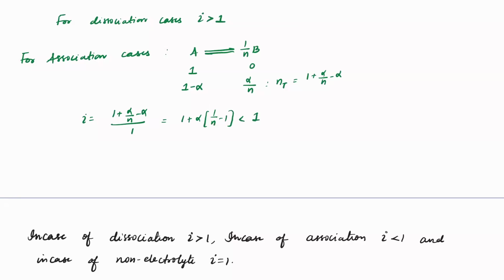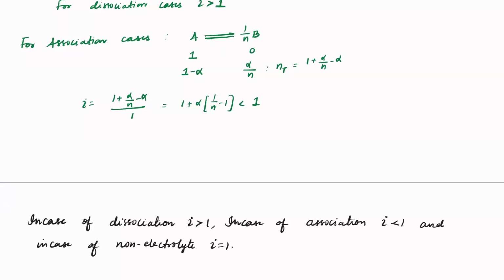Got it? So you can see the alpha value can be calculated as I minus 1 by 1 by N minus 1. Clear? So this will be the value for alpha. Okay. And because the numerator is negative and the denominator is also negative, overall alpha will be positive. That gives you the degree of association. So alpha is termed as the degree of association.